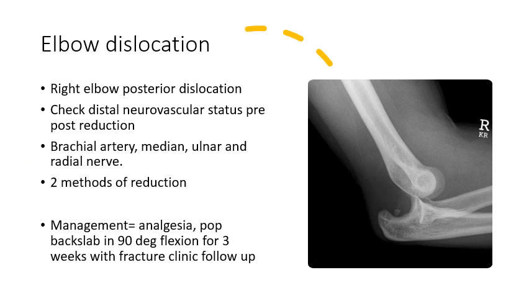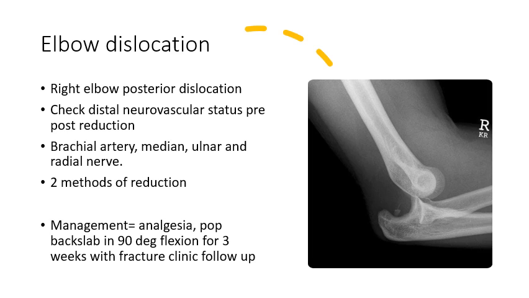Elbow dislocation. The picture is given. I'll ask you to diagnose this. People will write posterior elbow dislocation, but they forget to mention the side. Next, if they ask what is the immediate thing you do next, it is to check the distal neurovascular status. You should also mention distal neurovascular status of the right upper limb if this X-ray is given. Please do not forget to mention the side.